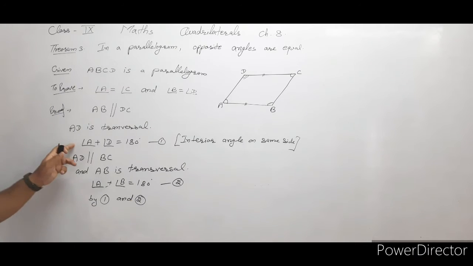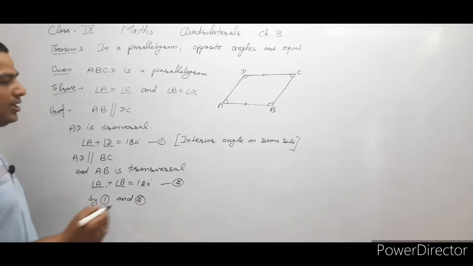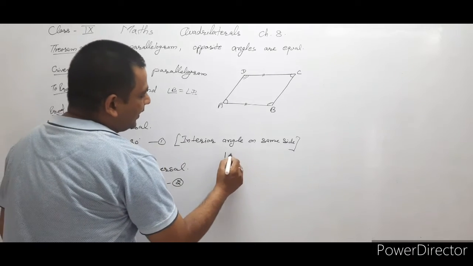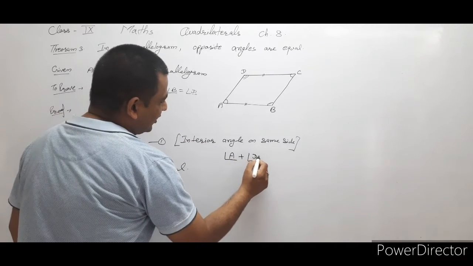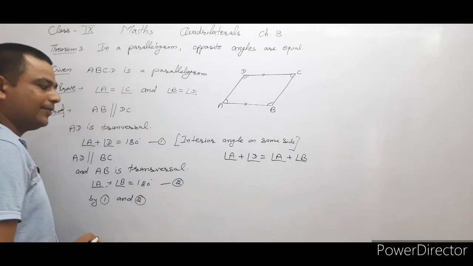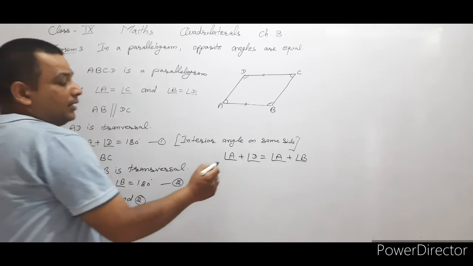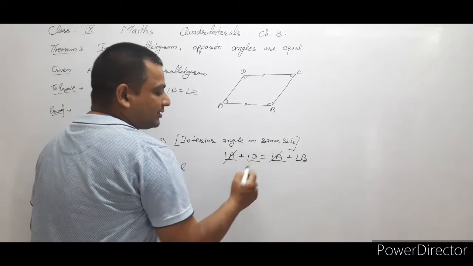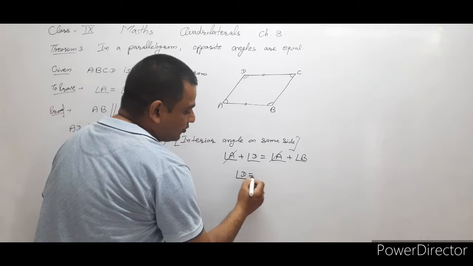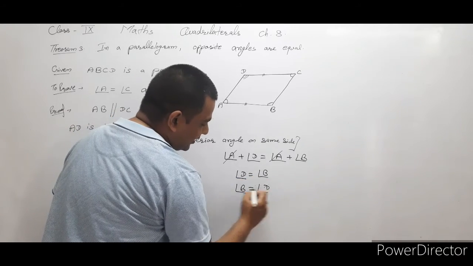Because angle A plus angle D is equal to 180, and angle A plus angle B is also equal to 180, if we compare these two, angle A plus angle D is equal to angle A plus angle B. 180 और 180 के इक्वल है तो दोनों साइड्स इक्वल होंगी. Angle A to angle A cancel. That means angle D equals angle B, or we can say angle B is equal to angle D.